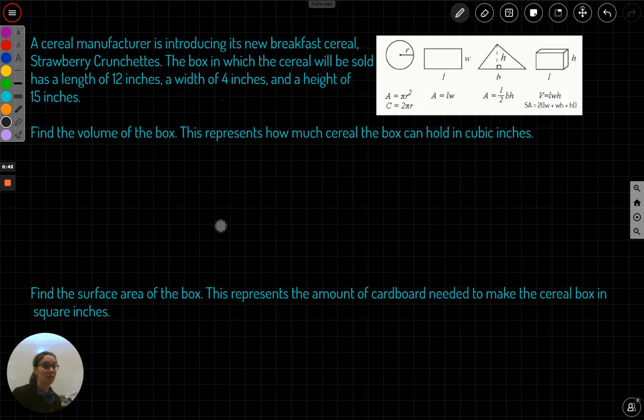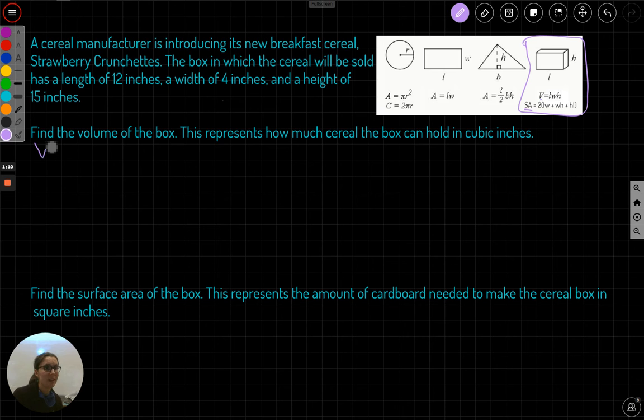So let's do this. First thing we need to do is determine which formula we are going to be using. Which formula represents surface area and which formula represents volume of a rectangular prism, because that's what we're dealing with. Well, it looks like this is the only rectangular prism we have here. It has two lovely formulas, V for volume and SA for surface area. So let's start by writing down the formula. It's always going to be our first step.